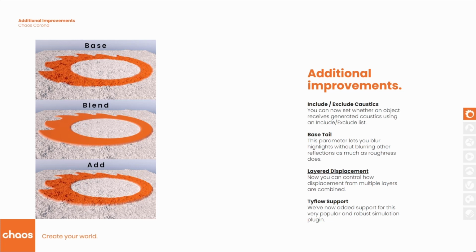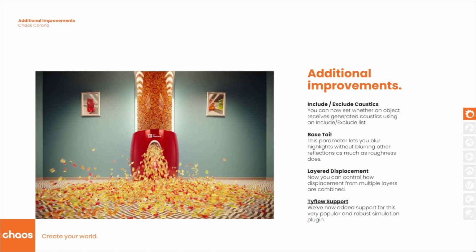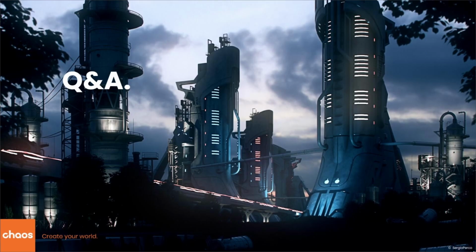Okay, then we also have layered displacement. This basically means that with the layered material, you can now control how displacement from multiple material layers are combined. So you've got an option to just have the base displacement, you can blend the two displacements, or you can add displacements on top of each other. So this is relevant for your layered materials here, and it's been requested, and we listened and we implemented it. Then we also have Tyflow support. We've added support for this very popular and robust simulation plugin, so there's support for that as well.